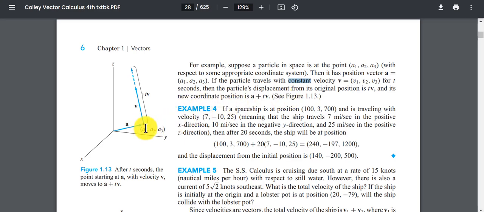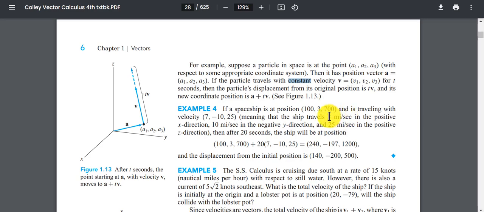So where is it after 1 second? It's here, which is a plus v. Where is it after 2 seconds? A plus 2v, and so on. So in general, it's a plus tv. And then they just make this concrete by saying, suppose you have a spaceship, so it's a spaceship now, and its initial position is here, and it's traveling with a velocity of here. So these are the components in the x, y, and z directions.